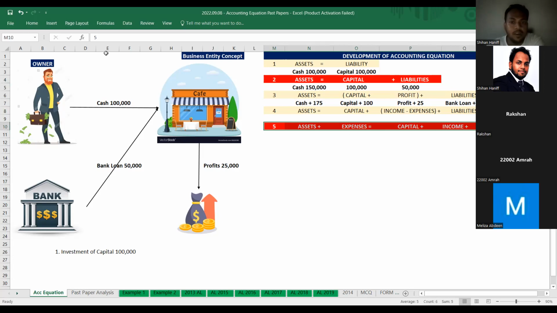Once you are done with this, we will be doing the double entry system. In the double entry system, assets and expenses: increase debit, decrease credit. And the other three, capital, income, liabilities: increase credit, decrease debit. I will be doing that later. Okay. Right. Now let's move on to the questions.